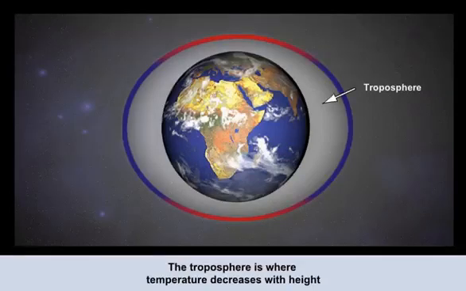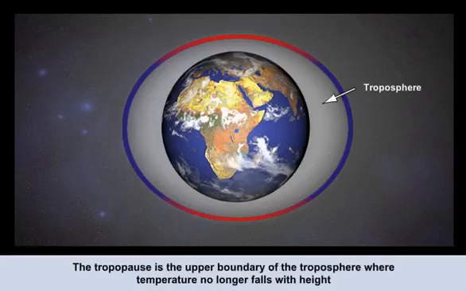This layer is closest to the Earth, and its defining characteristic is the marked decrease in temperature with height throughout the layer. Where the temperature no longer decreases with height defines the upper part of the troposphere. This upper boundary we call the tropopause. Here, temperature is constant with altitude.